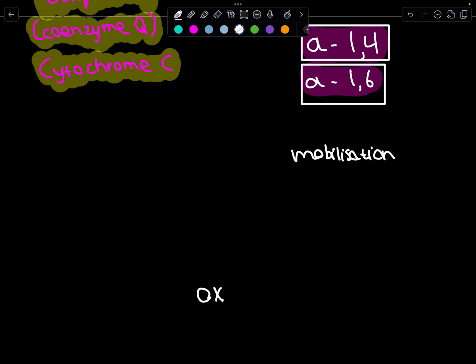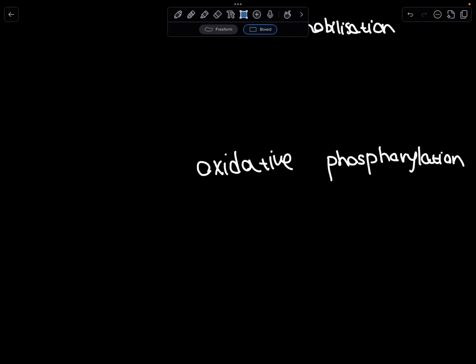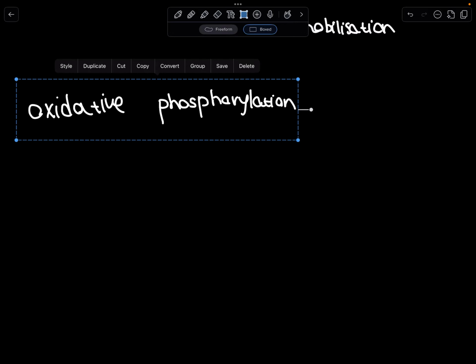NADH and FADH2, loaded with electrons from glycolysis and the citric acid cycle, feed into the mitochondrial respiratory chain, or electron transport chain, ETC, to drive ATP synthesis through oxidative phosphorylation. The ETC on the inner mitochondrial membrane has 4 protein complexes: 1, 2, 3, 4. NADH donates electrons to complex 1, FADH2 to complex 2. Electrons pass through complexes 3 and 4, with coenzymes like ubiquinone and cytochrome C shuttling them between complexes. As electrons move, complexes pump protons, H+, into the intermembrane space, creating a proton gradient.